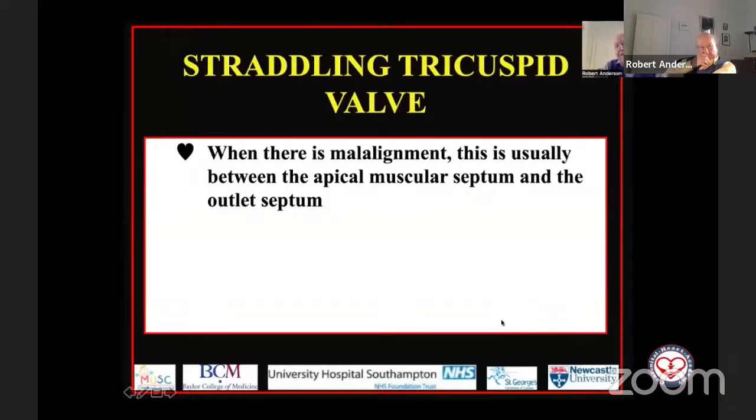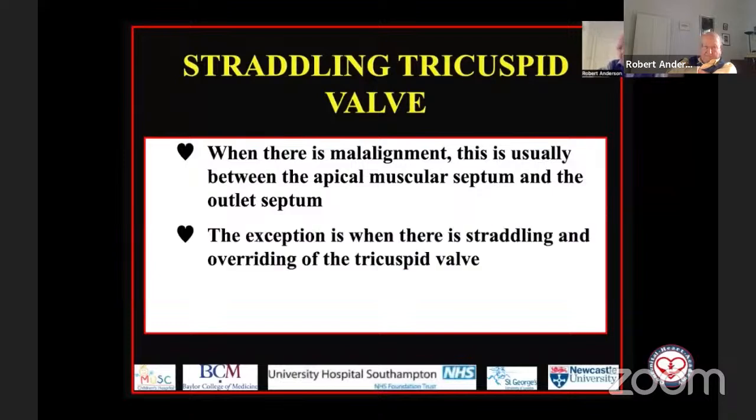So now, in that second heart that Diane showed you, there was malalignment between the muscular outlet septum and the apical septum. I need to emphasize now one more feature, however, because malalignment is important. As you've seen, usually it is between the apical muscular septum and the outlet septum. That was the setting in tetralogy. That was the setting in the Eisenmenger defect.